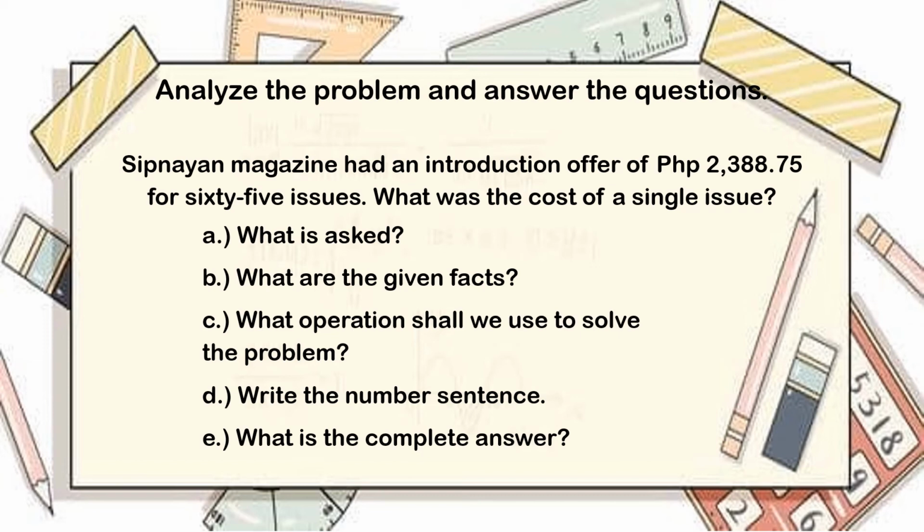So children, let us answer all the steps in problem solving. Again, what is the first step in problem solving? Yes, what is asked? Letter B, number 2 step. What are the given facts? Good. Next, what operation shall we use to solve the problem? Next is, write the number sentence in the problem. In the last one is, what is the complete answer? So children, think of the answer to all the questions based from the problem.